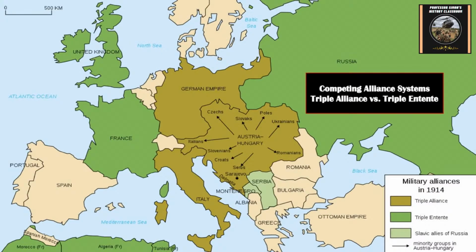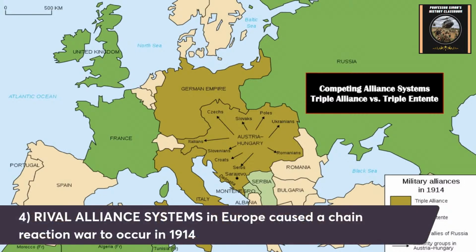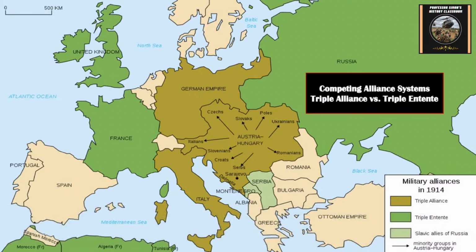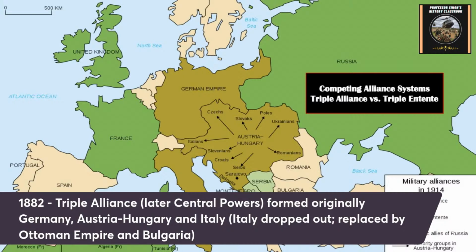Of course, the other thing I talked about earlier was the so-called rival alliance systems. That's the number 4 cause that they think helped to cause World War I, which was a chain reaction war that eventually broke out. You had these 2 different alliances that eventually opposed each other before the war: the Triple Alliance and the Triple Entente. The ones in the middle were part of the so-called Triple Alliance, which included the German Empire, Austria-Hungary, and Italy, originally founded in 1882.